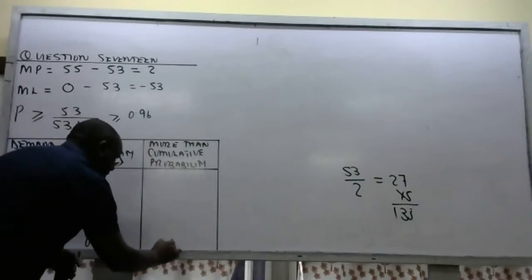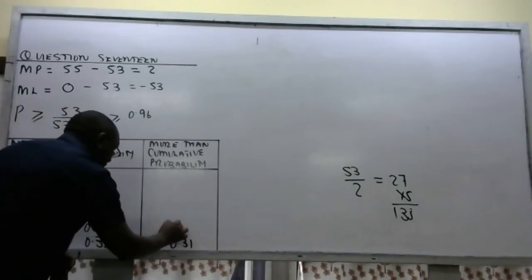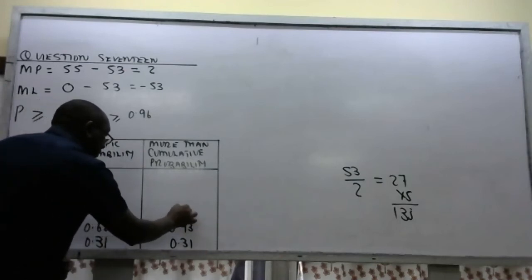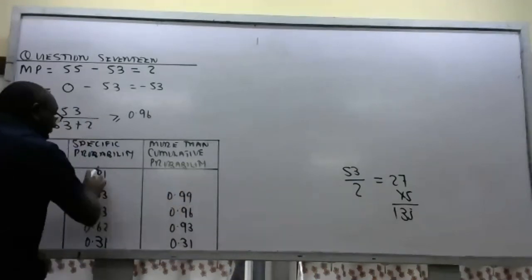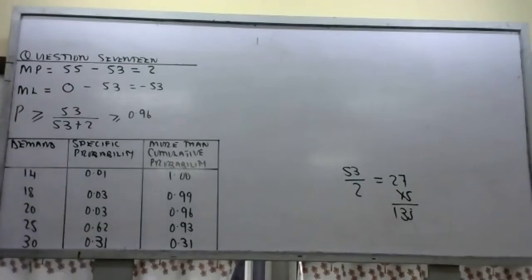So it is 0.31. You add this one, so that you get 0.93. You add this 0.96. You add this 0.99. And then you add this, you get 1. So that is the difference between more than and less than.